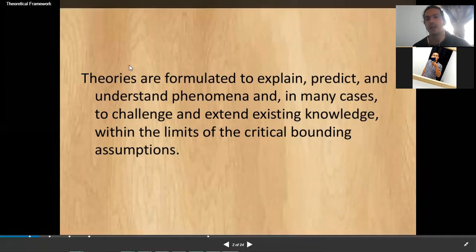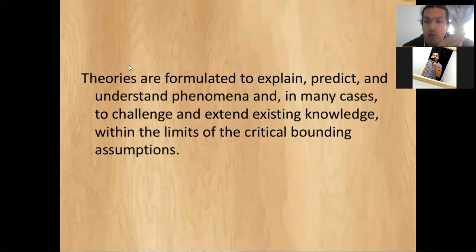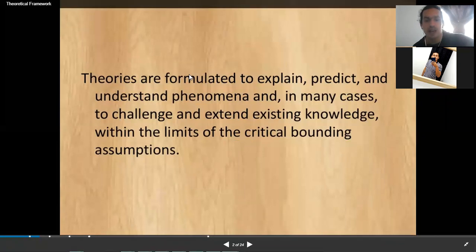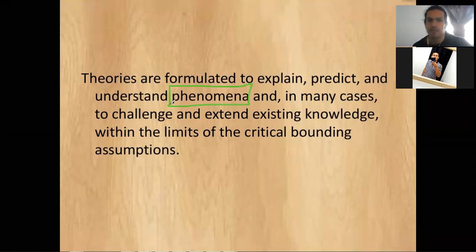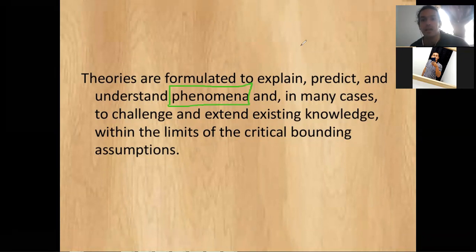This right here is going to validate two things. Number one, we're going to validate the questions and we're going to validate the statement of the problem, right? So why? Because we need to predict or we need to understand the phenomena, right? So this is the way in which we're going to be focused related to the theoretical framework.